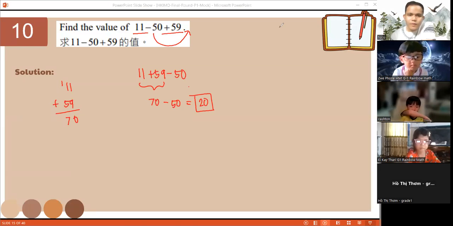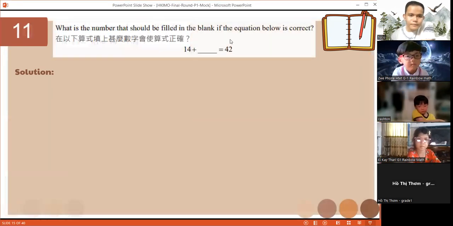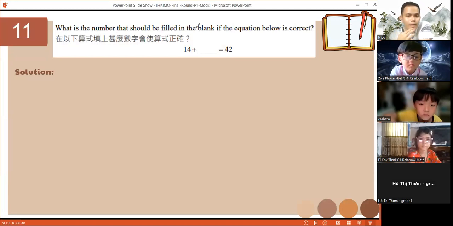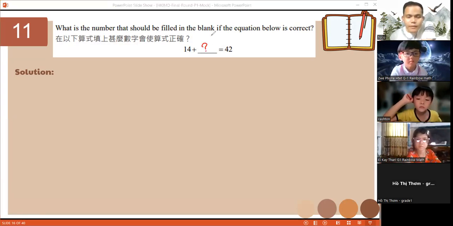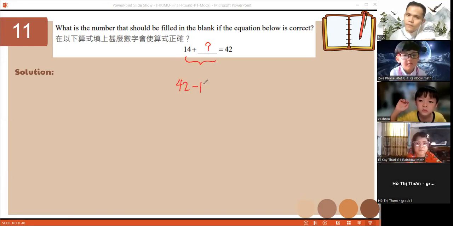Okay. So let's proceed with number 11. What is the number that should be filled in the blank if the equation below is correct? So you have here 14 plus blank is equal to 42. This is the one that we need to solve. To solve for this one, this is the subtrahend and minuend and the addend. So that would be 42 minus 14. Okay, correct. That would be 28.